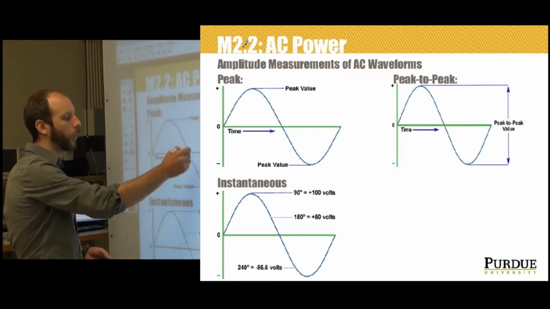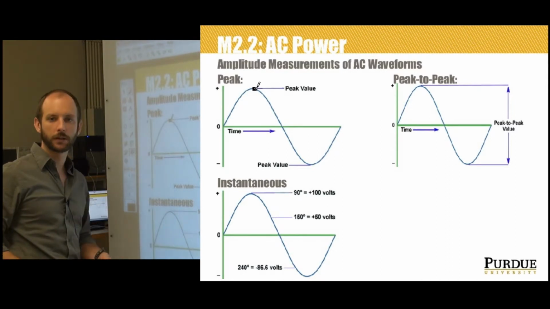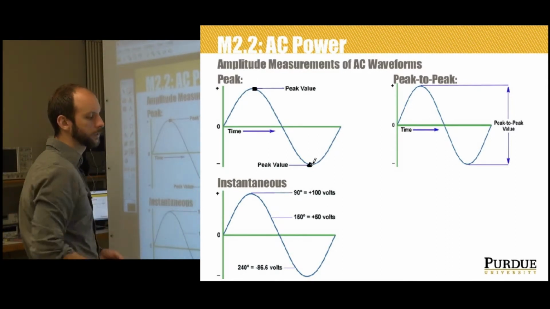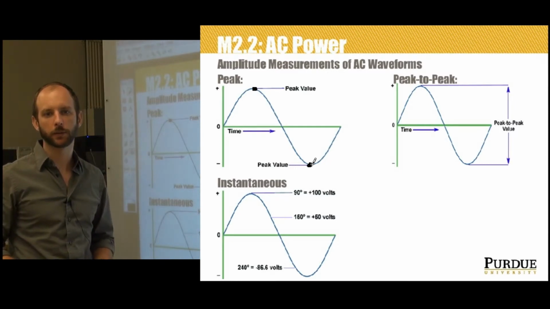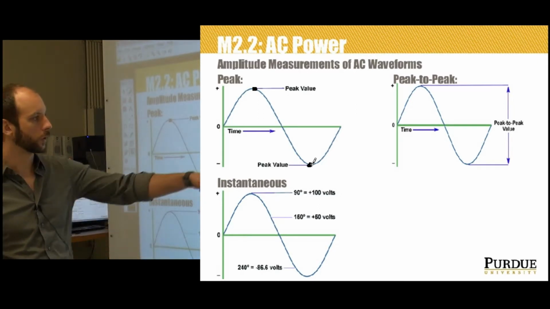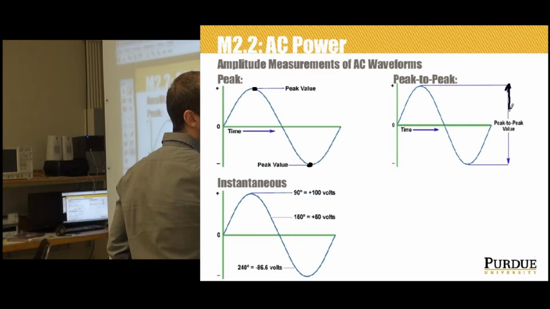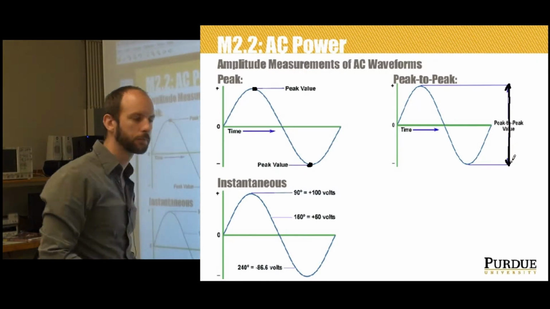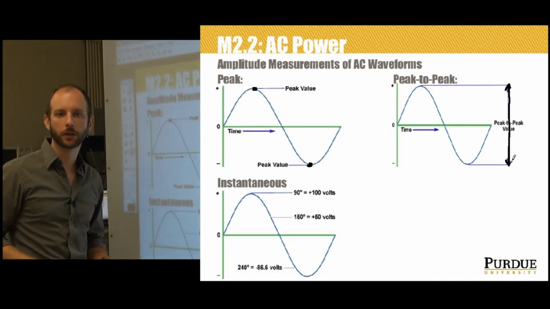So here we show one cycle of an AC waveform. We see that it reaches a peak value once and it reaches a minus peak value a second time. And the magnitude of the voltage or current between the peak positive and the peak negative is called the peak-to-peak value, as we show here. So the distance from the positive maximum to the negative maximum is the peak-to-peak value. And we can call that the peak-to-peak voltage or the peak-to-peak current.